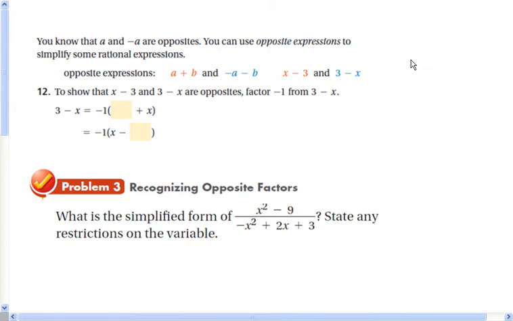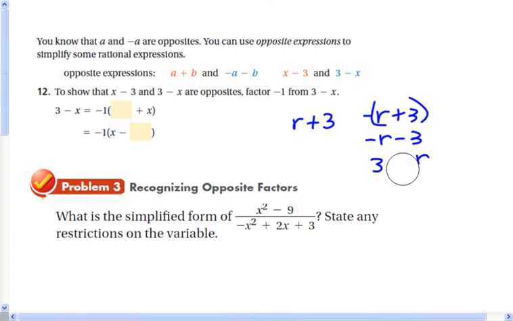And so we have to know what opposites look like. The opposite of, just for instance, r plus 3 is, and here's how you would find it, which can be written like this or like this. So, oops, sorry about that. -3 minus r.